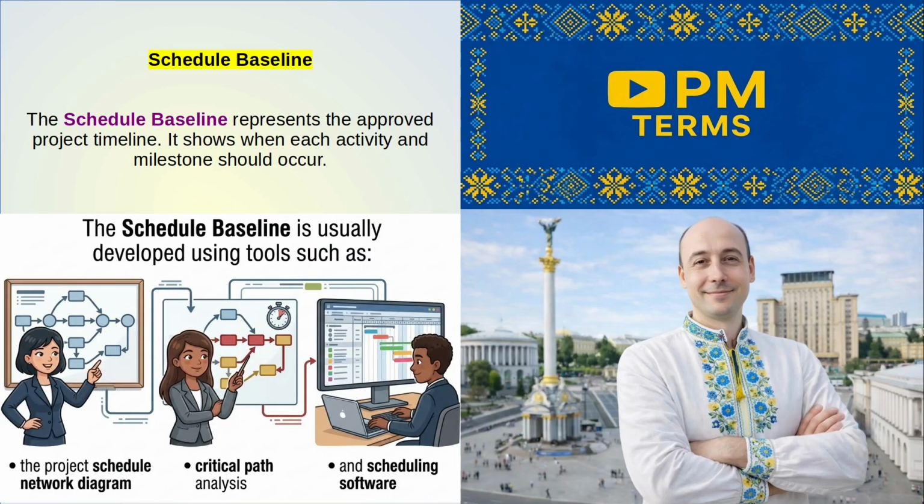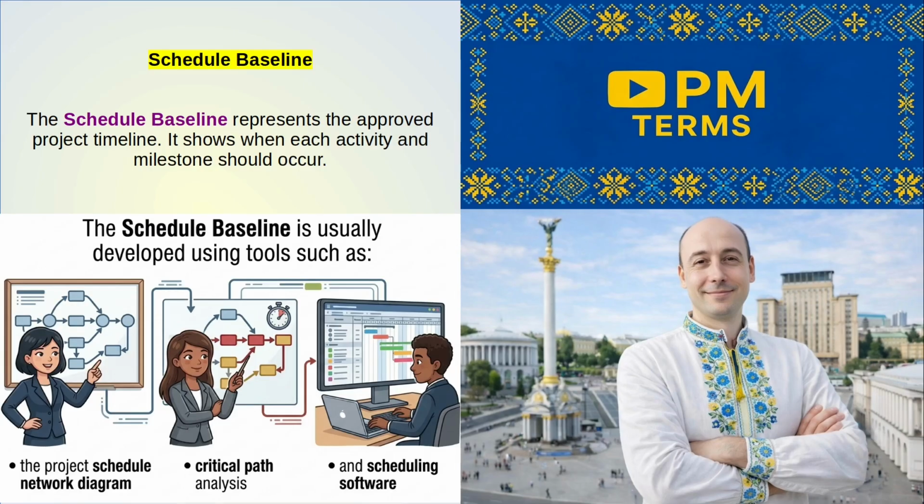Schedule baseline. The schedule baseline represents the approved project timeline. It shows when each activity and milestone should occur. This baseline is usually developed using tools such as the Project Schedule Network Diagram, Critical Path Analysis, scheduling software.